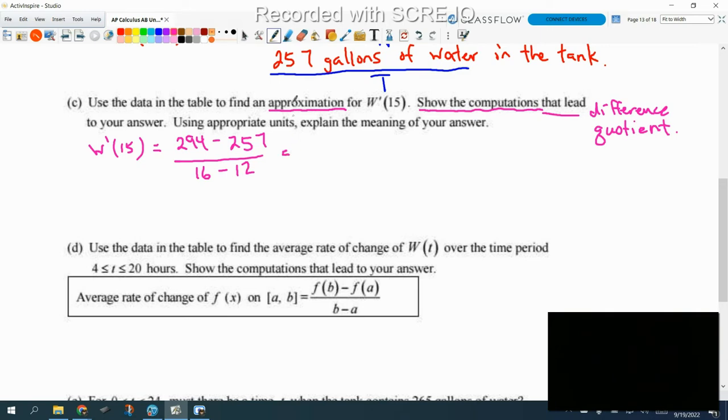Okay, I'm going to simplify it just because we're doing notes. And if this were a multiple choice question, it would be simplified. So the simplified version of this would be 37 over 4. And that doesn't reduce, so we leave it like that. And then I'm going to put my units on my answer this time. So this is in gallons on top per hour on bottom. So in gallons per hour.